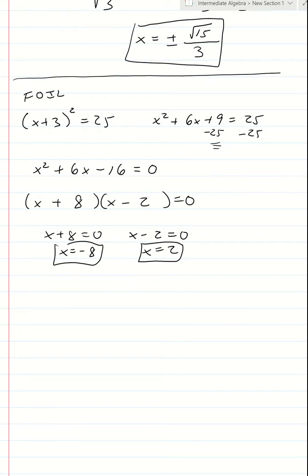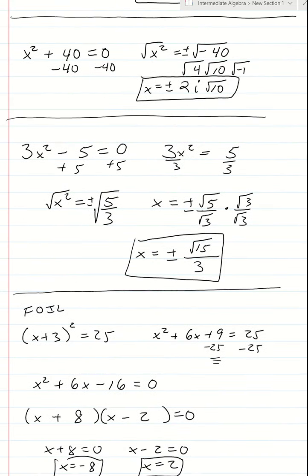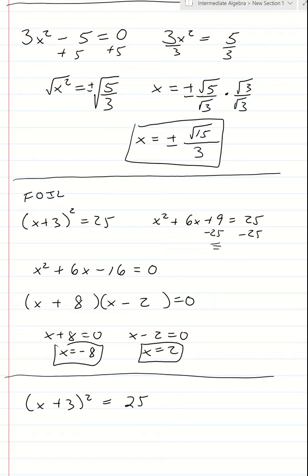But what if we didn't want to use factoring here? What if we didn't want to use all of this algebra to get a quadratic equation ready? Well, let's take a look at the same exact equation. x plus 3 squared equals 25. Now, like the other problems that we did, where we had a squared quantity and we had a numerical quantity, we used the square root method.